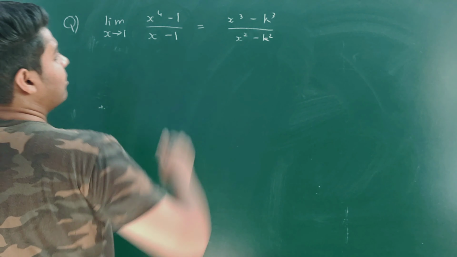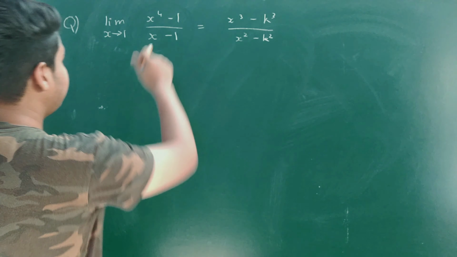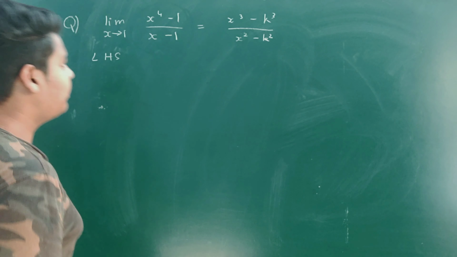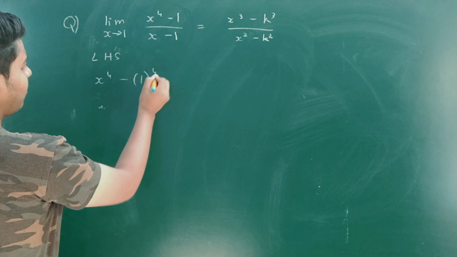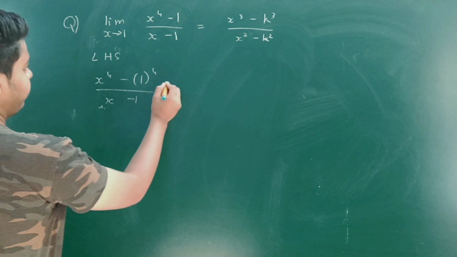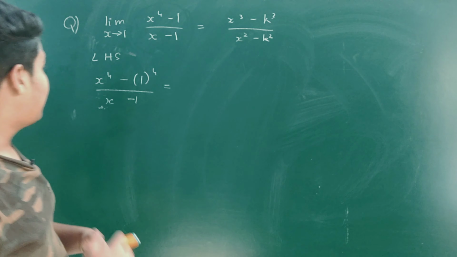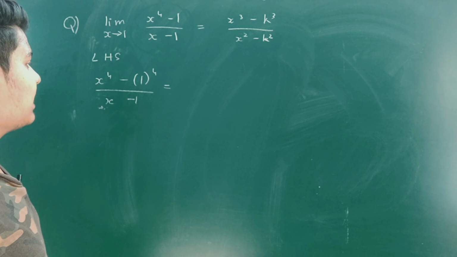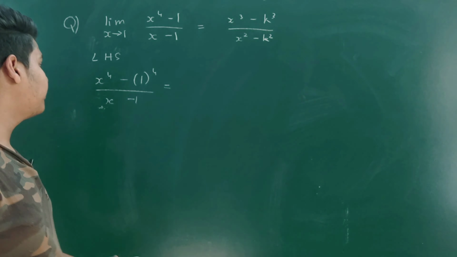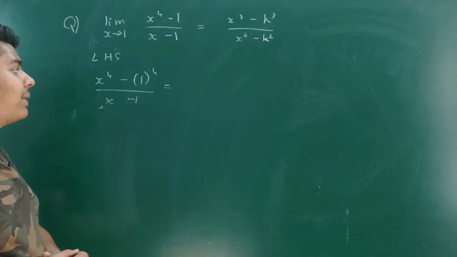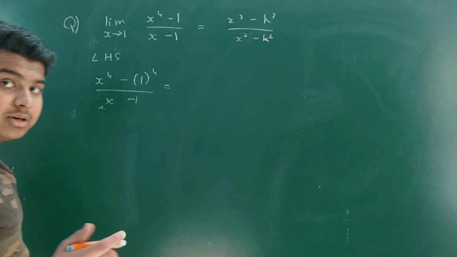Now it will be easy if I consider one side at a time. So if I take the LHS, we can write x^4 as the same, 1 can be written as 1 to the power 4, and x minus 1 will be the same. Here I am only considering the LHS first. As you know, we are using the formula: limit of (x^n minus a^n) upon (x minus a) equals n a^(n minus 1). Let me repeat the formula: (x^n minus a^n) upon (x minus a) is equal to n a^(n minus 1). You all know this formula as it has been discussed a lot of times.